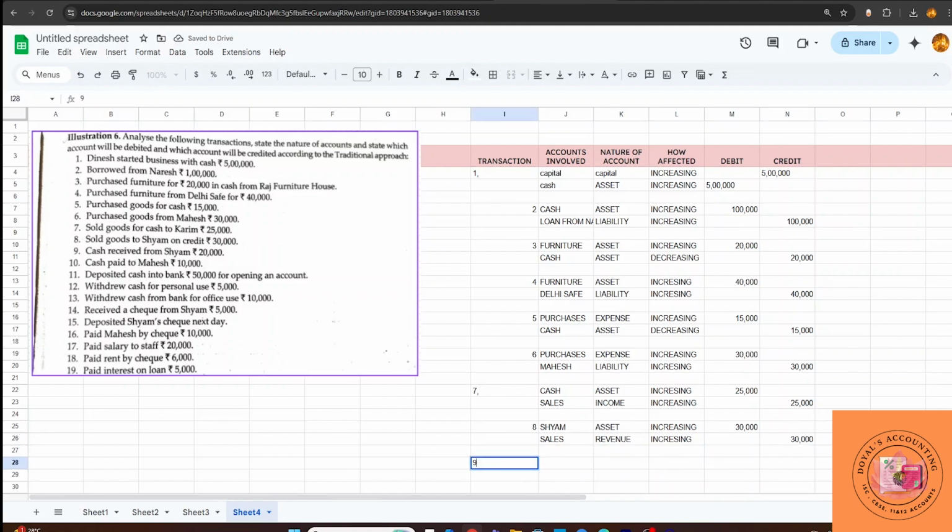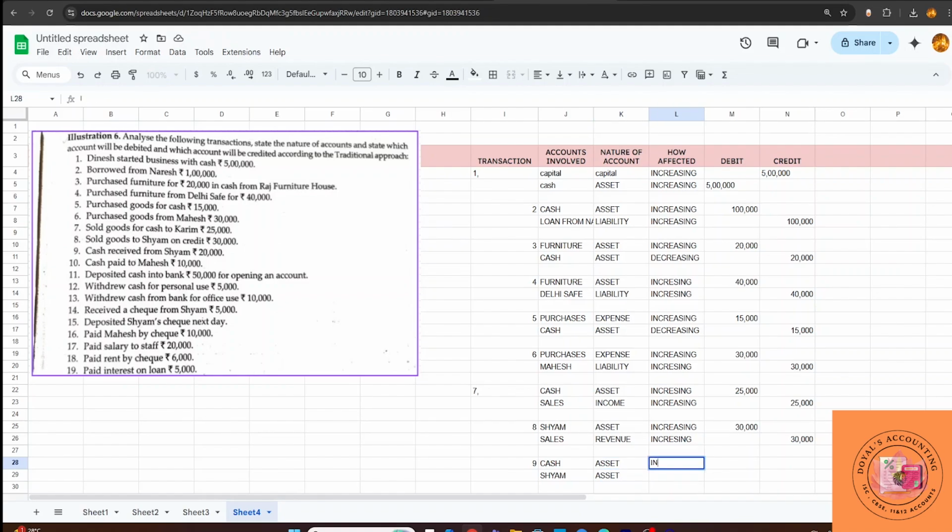Next is 9. We have received cash from Shyam worth rupees 20,000. Okay. So we have cash account and we have Shyam account. Here, cash is also an asset and Shyam is also an asset. Why is Shyam an asset? Like I told you in the previous transaction, he is a debtor. We are going to recover money from him. That is why he is an asset.